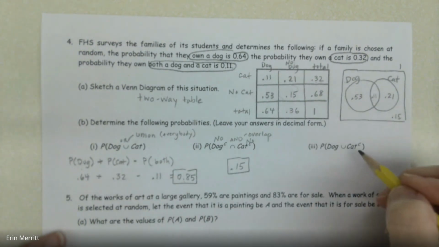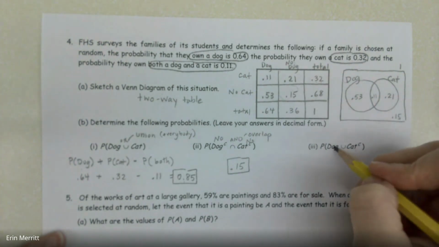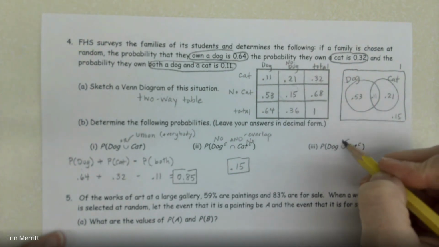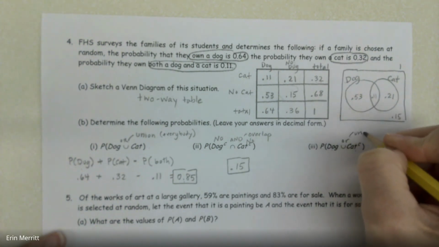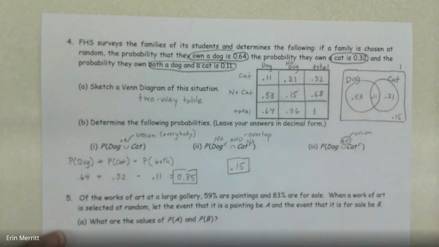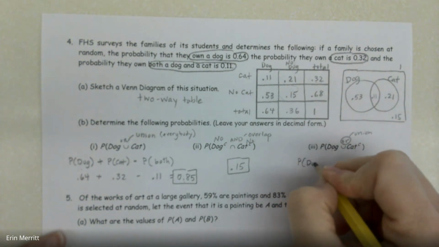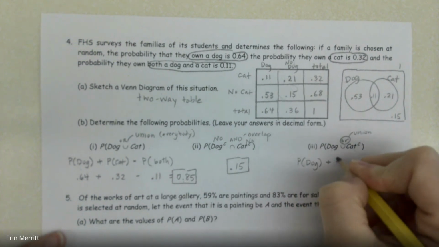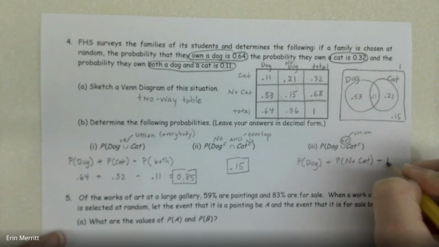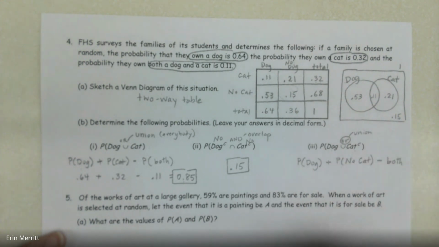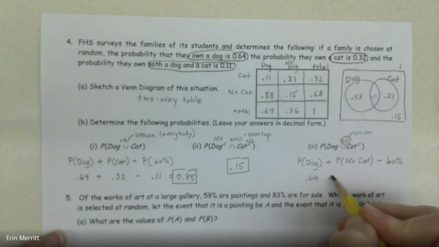Mm-hmm. This one sometimes messes with people a little bit, but if we use the rule, this is saying a dog or, right, no cat. So when I see union, that's the same as saying or, because you're going to list everybody that fits into this category. So all your dog owners, all of your non-cat owners, minus anybody that fits in both of those categories. All right, so all my dog people, that's 0.64.